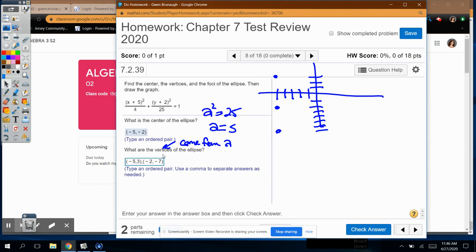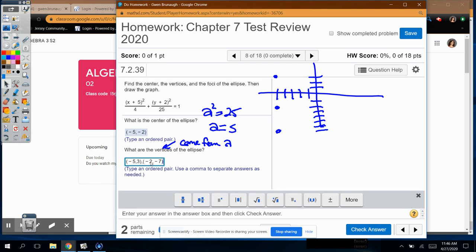What did I do wrong? Still to the negative 5. I'm up 3. Oh, that should be negative 5. Do what I say and not what I... Okay.